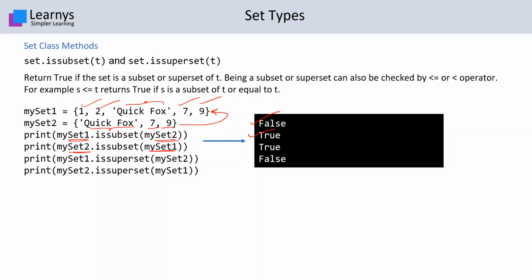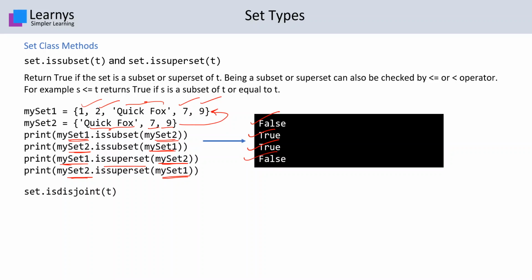Next, we are trying to print whether myset1 is a superset of myset2. That means all the elements of myset2 are inside myset1, which is true. So it will print true. The next line is just opposite. It is trying to find whether myset2 is a superset of myset1. This is obviously going to be false.